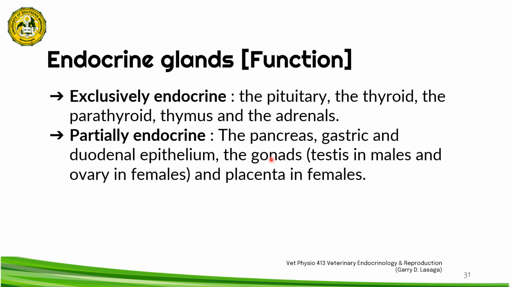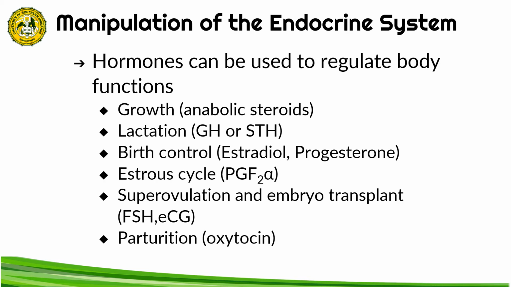The gonads, for example, in males, will also produce the gametes, the spermatozoa, aside from producing testosterone. The same is true for the ovary. It will produce the ova, aside from producing the hormone estrogen. Hormones can also be used to regulate body functions. These body functions include growth, lactation, birth control, estrous cycle, and others.